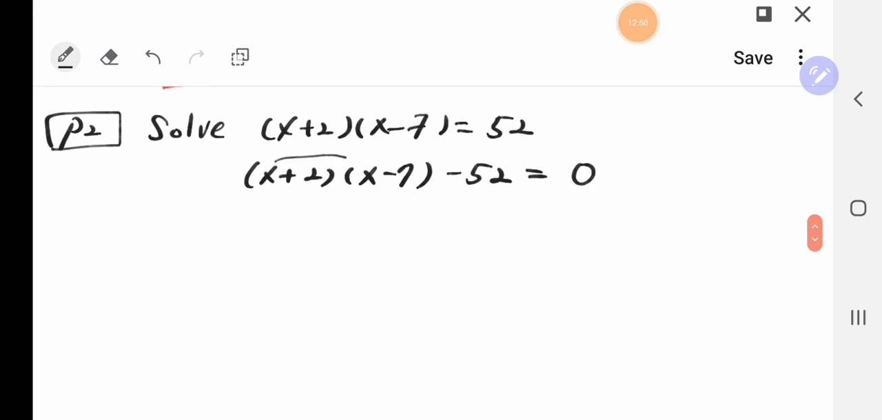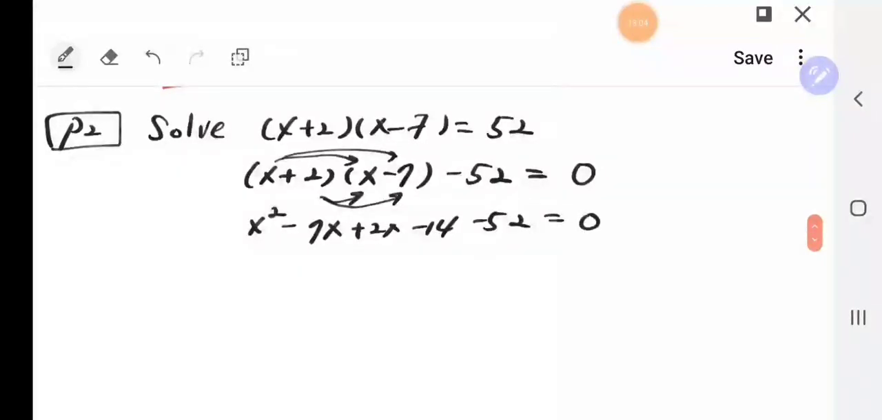So this will be x times x is x squared, and the second product is minus 7x, this plus 2x, and this one is minus 14 minus 52 is equal to 0. Okay, simplify this equation. Then x squared minus 5x minus 66 is equal to 0.